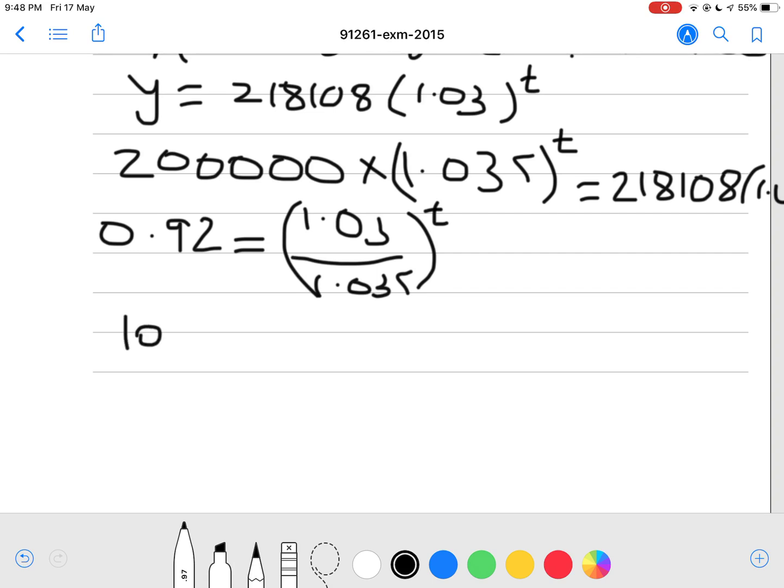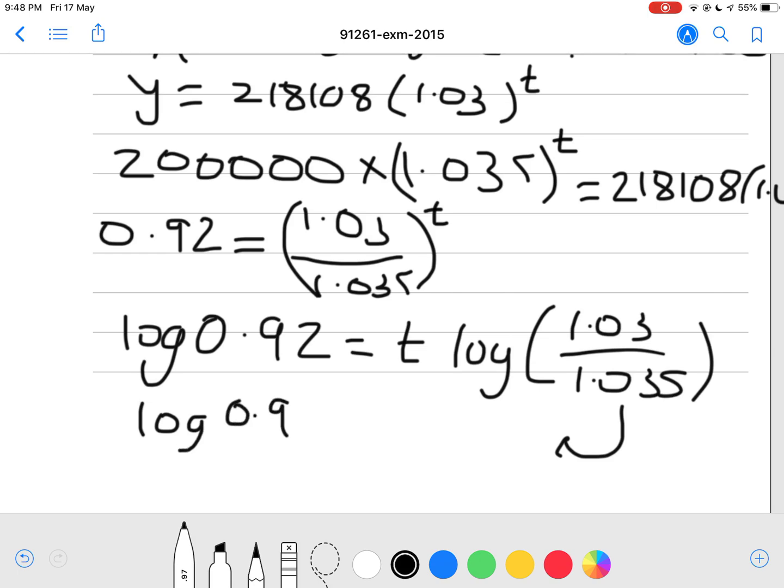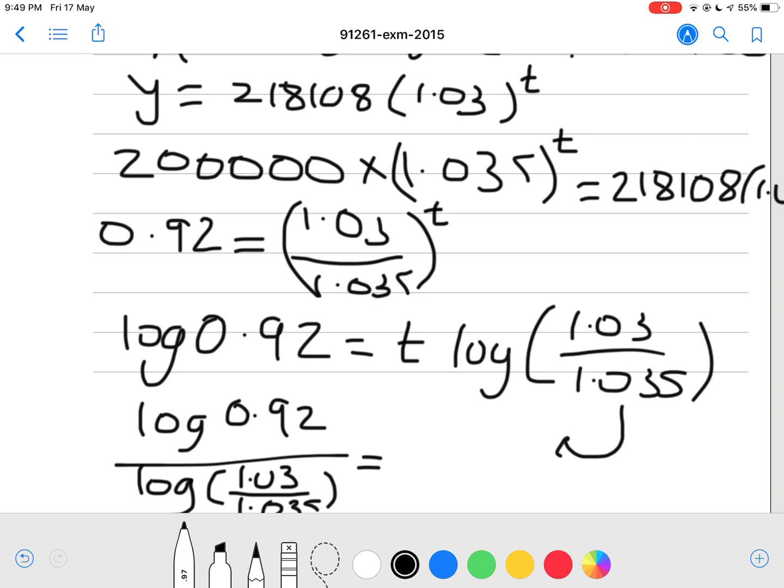So we're going to say log of 0.92 is equal to t, bring the power down, t log of 1.03 divided by 1.035. So basically we're going to now move this to the other side of the equation. So we're going to say log 0.92 divided by log of 1.03 divided by 1.035 equals t.